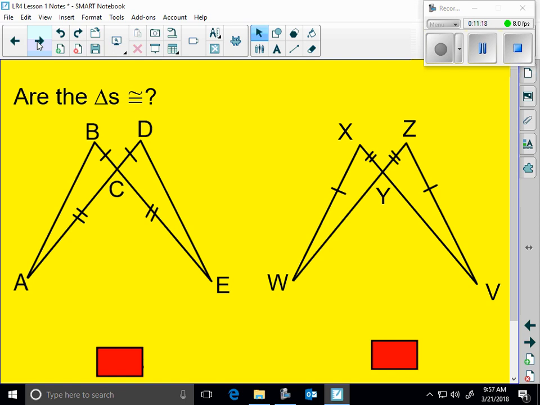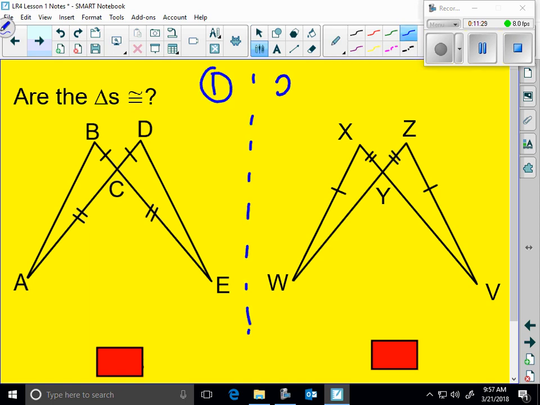I want you to take 2 minutes, talk to a neighbor, and determine whether or not the two triangles in problem 1 are congruent, and then whether the two triangles in problem 2 are congruent. And if they are, use the shortcut, either side, side, side, or side, angle, side. So take 2 minutes, and we'll see how you do.